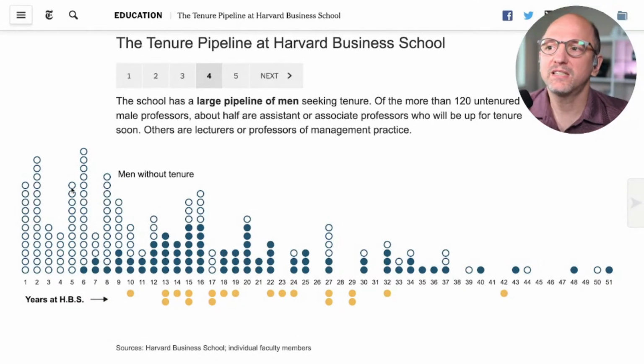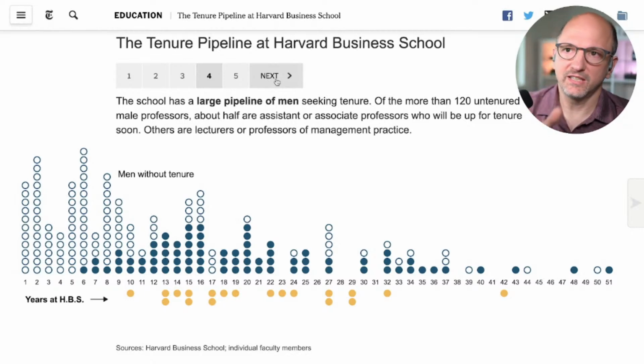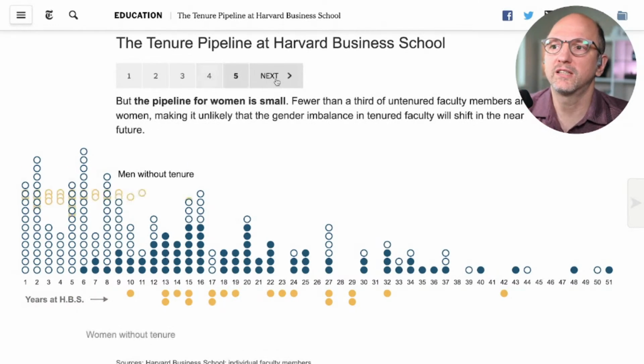But we can see that there are a lot of young professors here, or presumably young because they have been there for a small number of years. Male professors coming into this school, and some of them will get tenure there. So this is now a different slice of the data. We looked at tenured men, tenured women, and now we're looking at untenured men, and now we're going to look at untenured women.